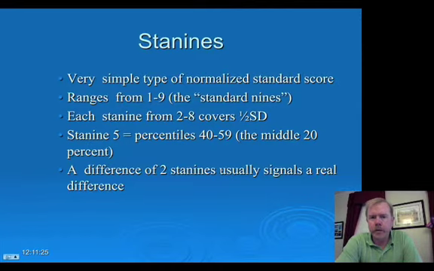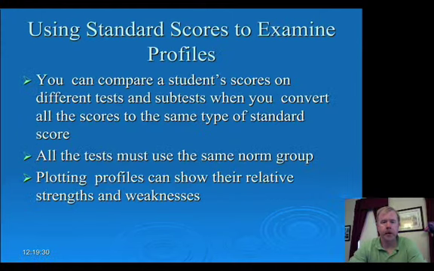And the way that these were designed was that a difference of 2 stanines would signal a significant difference. So it was a way to very easily say, oh, well, somebody went from a 6 to an 8, that's a big difference. Somebody went from a 5 down to a 3, that's a big difference. So it was designed to be a quick and easy way, but it's in a different format than other standard scores.